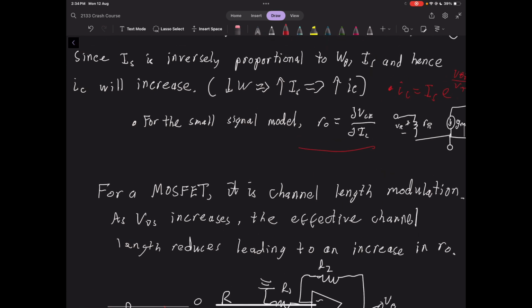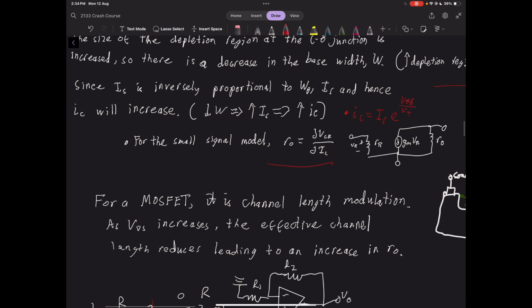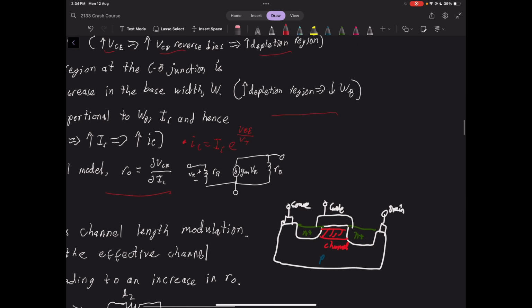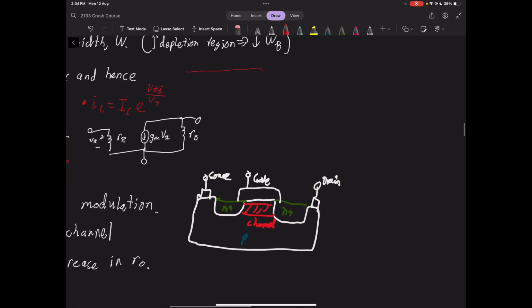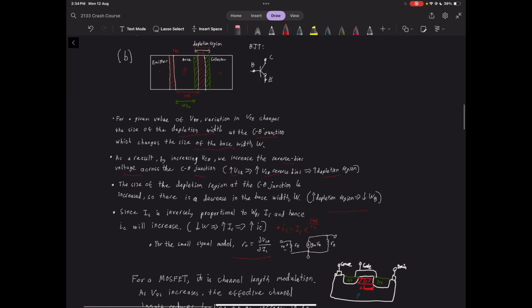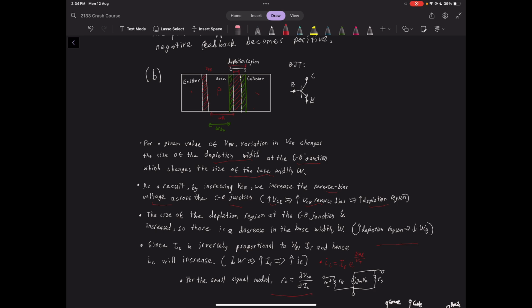For a MOSFET, there's a very similar thing, which is channel length modulation. As you change VDS, the effective channel length reduces, which leads to an increase in R out. I won't go through the full long explanation, but that's a MOSFET. That's what the channel looks like. Very similar stuff there.